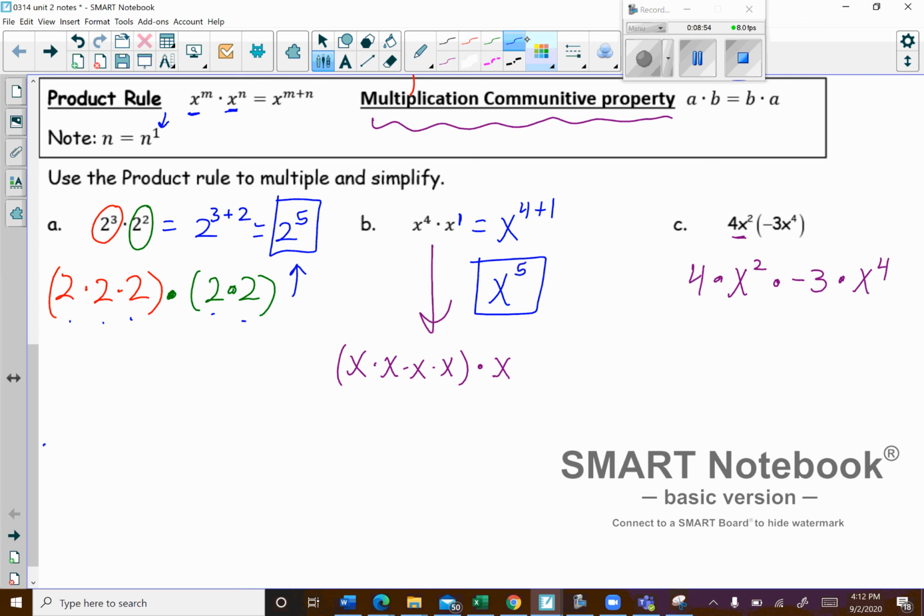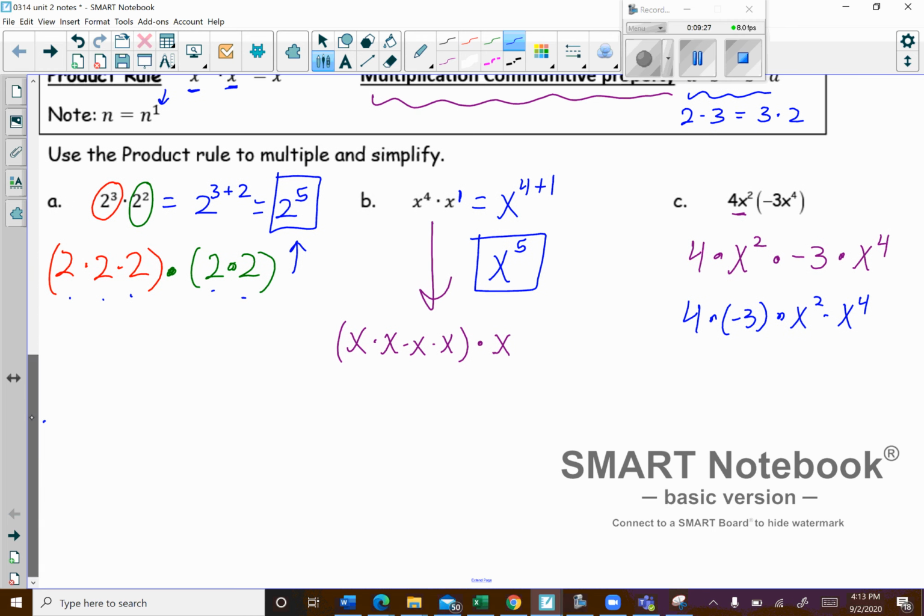I'm going to use the commutative property to clean this up and make it a little more user-friendly. I can move stuff around. That's what the commutative property is, because 2 times 3 is the same thing as 3 times 2. The order doesn't make a difference if you're multiplying a bunch of terms together. So I'm going to put the 4 times negative 3 next to each other, and then I'll put the x squared times x to the power of 4 next to each other.